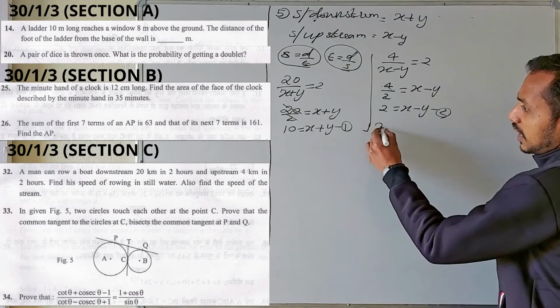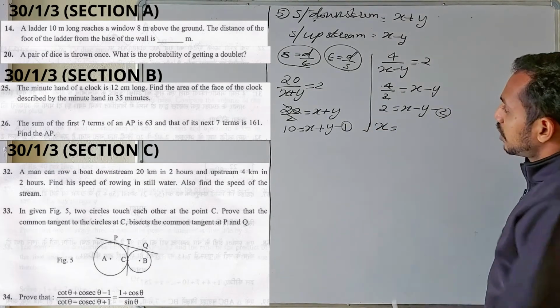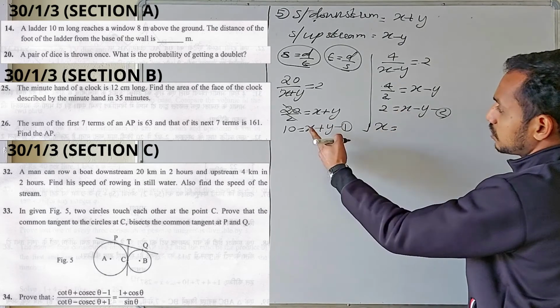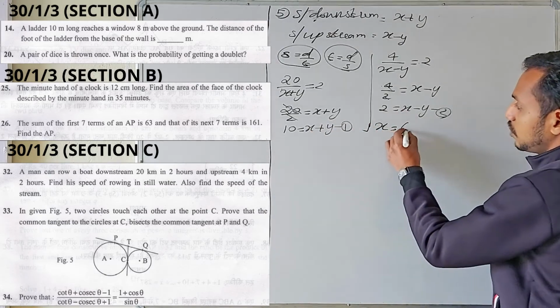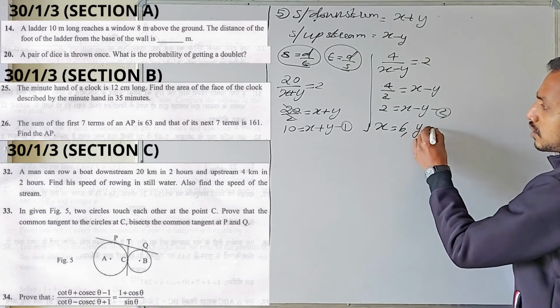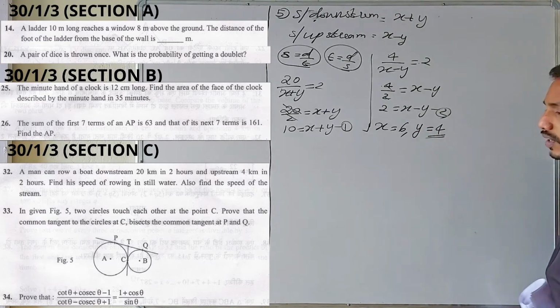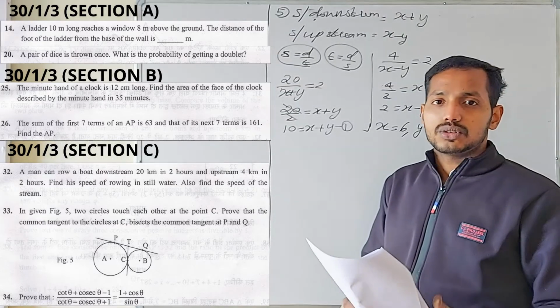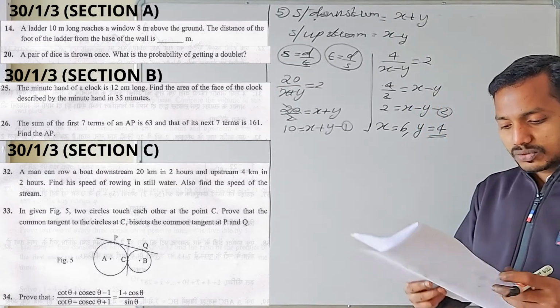The answer we will get: x is equal to 6 and y is equal to 4. We will get the solution like this. Okay, so try yourself.